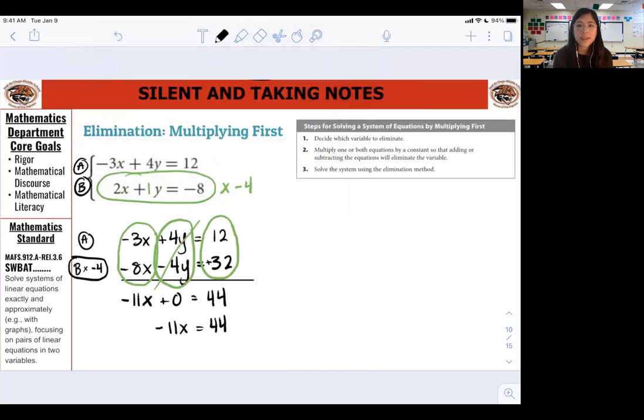And I'm down to my last step. What do I do? Divide. Divide by -11, which gives me x equals -4. Very good. Go ahead and do the final step on your own. So figure out what our final solution is going to be. I'll give you guys about 2 minutes and then we'll do it together.